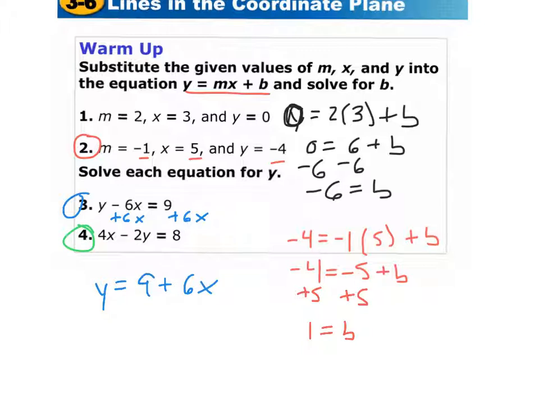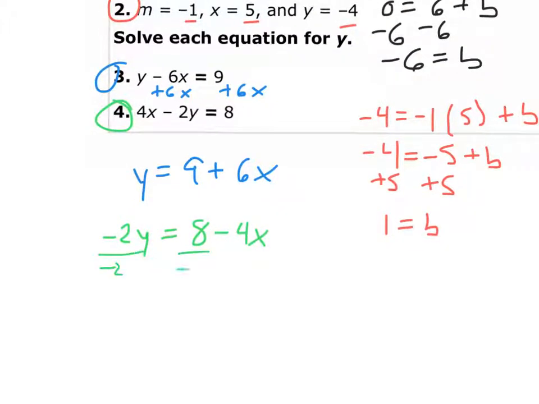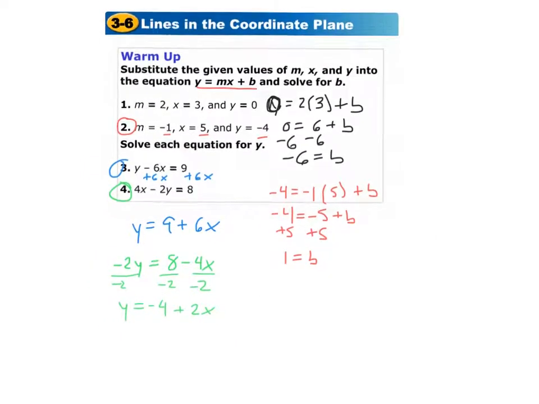Alex, what do we do for number 4? You subtract 4x. Now what do we do next? How do we get the y all by itself? Divide by negative 2. So you have to divide everything by negative 2. So you get y is equal to negative 4 plus 2x. So that's the warm-up.